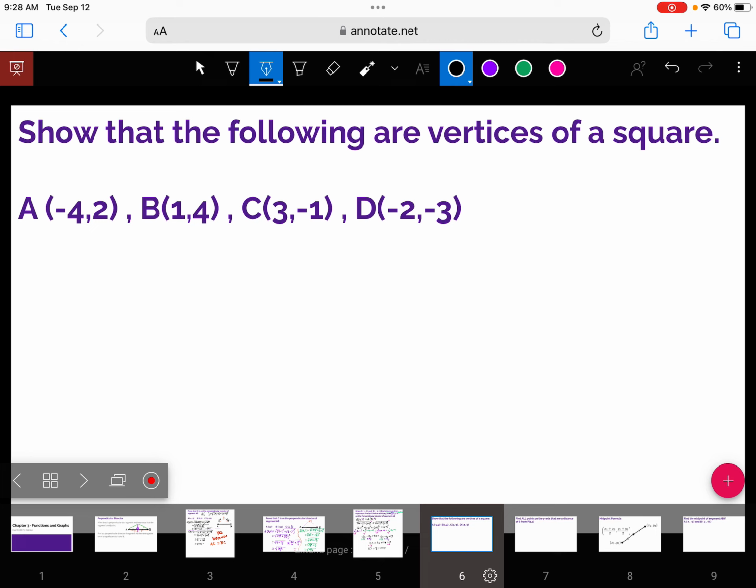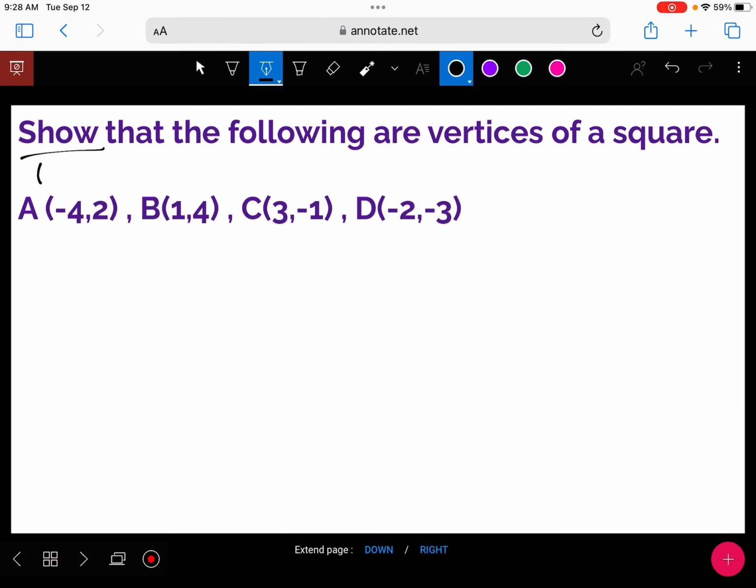Because unfortunately, graphing it to look gives us an approximation. That'll prove if it's not, but it won't prove that it is. Because what if they're just barely off? We don't know. So, when it says show, that means prove. Anytime it says show, it means prove. It means you have to do it properly.